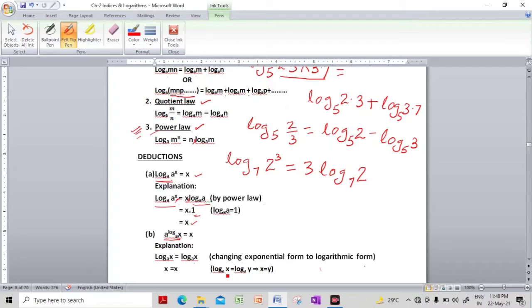Now we have already studied that whenever we have log of x to the base a equal to log of y to the base a, this implies that x is equal to y. Similarly, applying this rule, we get that x is equal to x. It means for both the cases we are getting x. That's why we have proved that this is equal to x.